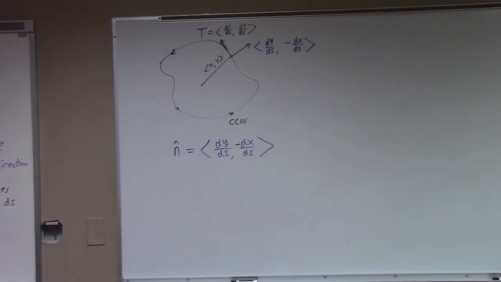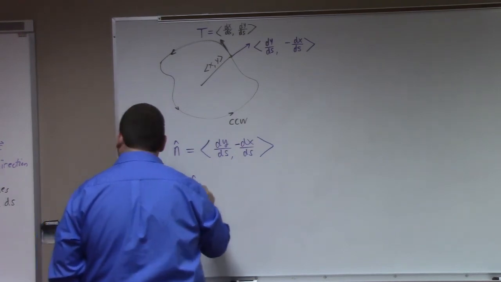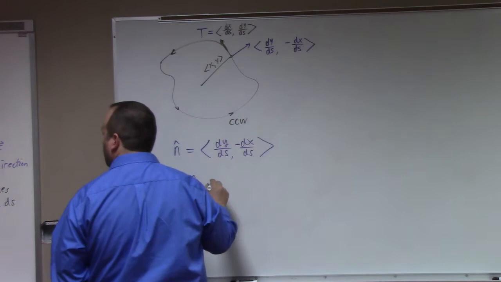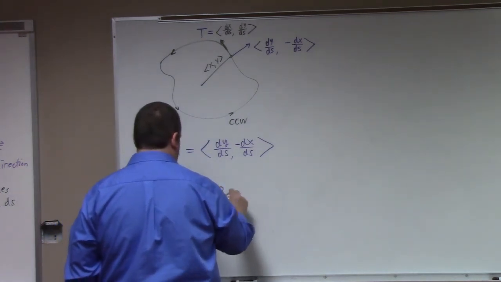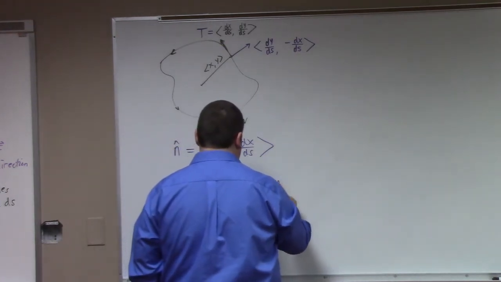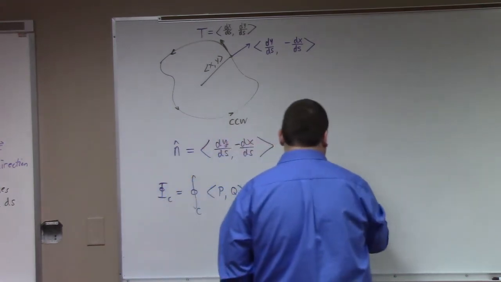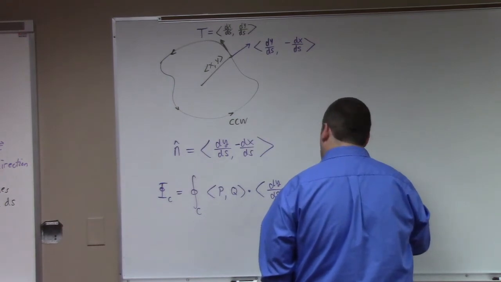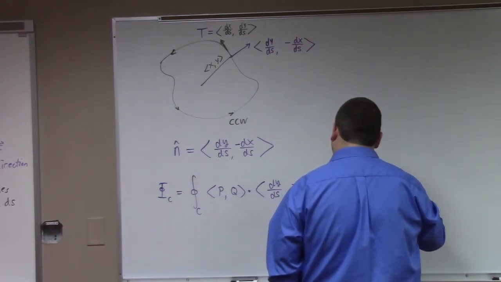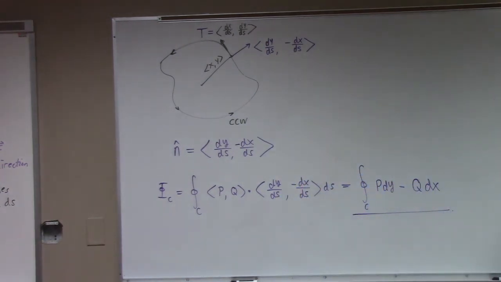And so then we look at the flux. What do we get? So we're looking at what? P comma Q dotted with dy ds, minus dx ds, ds, which works out to the integral of P dy minus Q dx. So that calculates the flux through a closed curve.